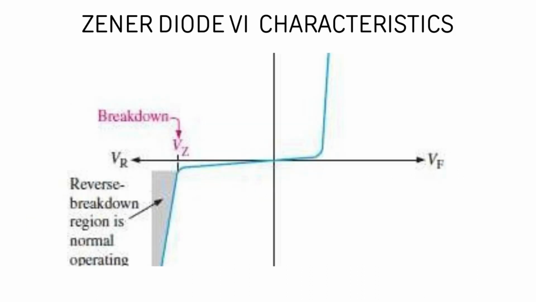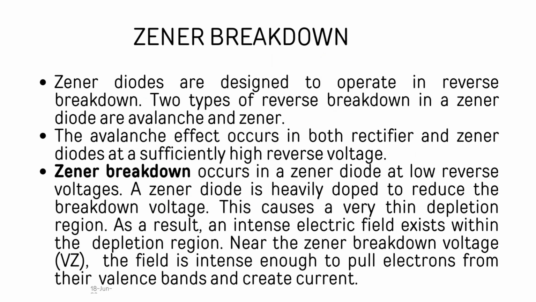The Zener diode VI characteristics are as shown in figure below. Vz is the breakdown voltage. Reverse breakdown region is normal. Zener diodes are designed to operate in reverse breakdown. The two types of reverse breakdown are avalanche and Zener.